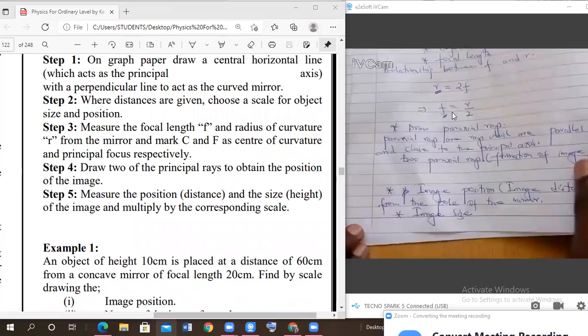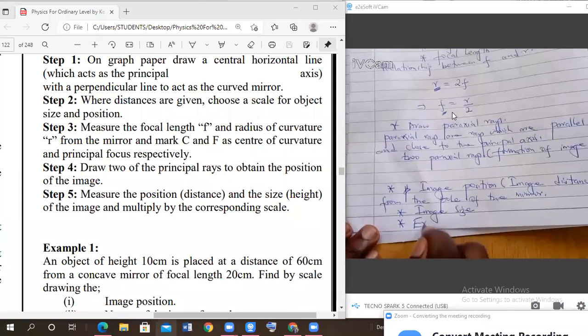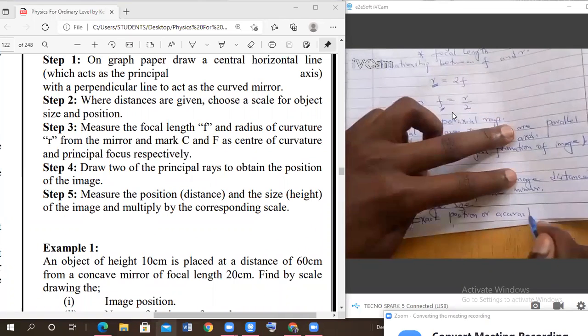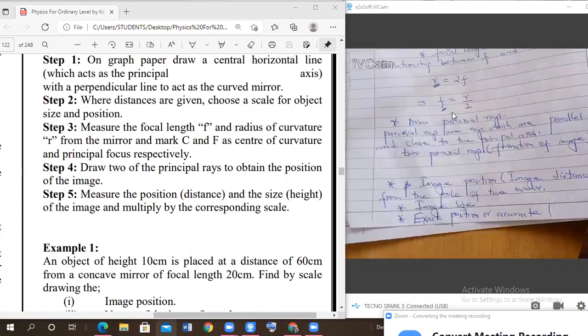Now, in the last step, the fifth step, you have to be very careful. Remember, we have used a scale when drawing this. So to find the accurate answer, the exact position, you have to multiply the distance you have got with the scale you have used. Are you together?